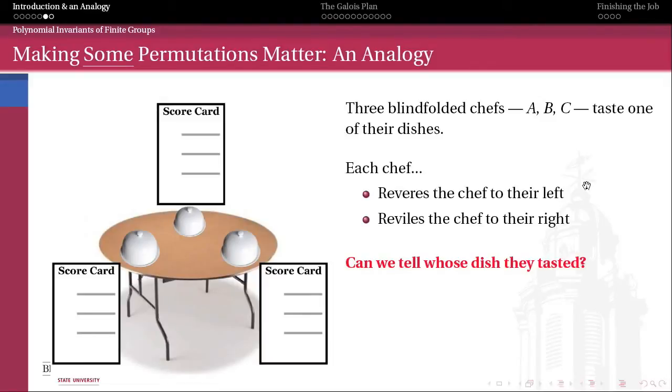So I want to take a step back here because this is going to be a very computational talk, and there's a really brilliant idea in here that I want to make sure doesn't get lost in the shuffle. So how in the world are we going to come up with a polynomial for which some permutations matter, some permutations change its value, but other permutations don't change its value? The analogy I'm going to use here comes very near and dear to my heart because I watch an awful lot of the Food Network.